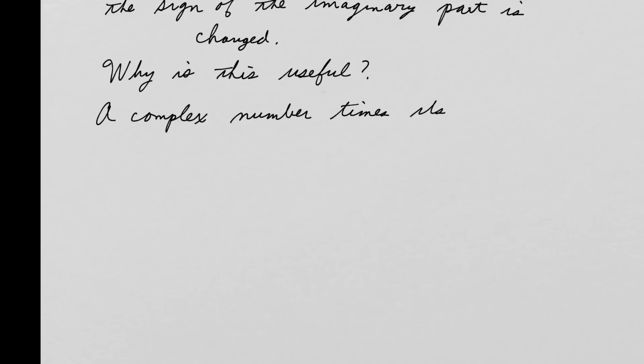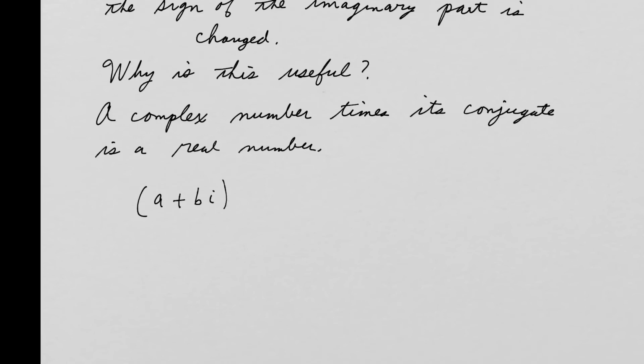So a complex number times its conjugate is just a real number. And we can see that here. I'll do it in general. Let's say I have a plus bi, right? So that's my original number. What's the conjugate of that? Well, it's going to be a minus bi.